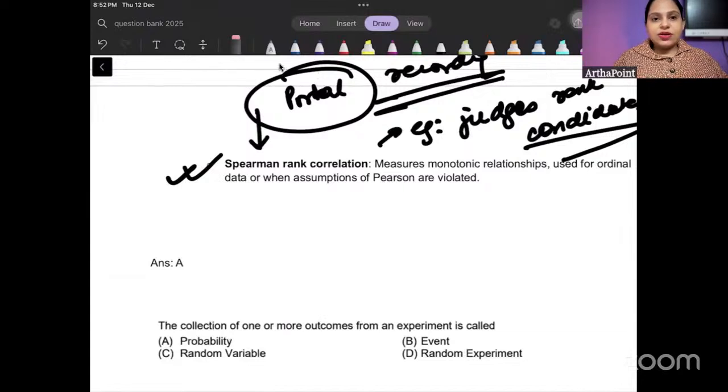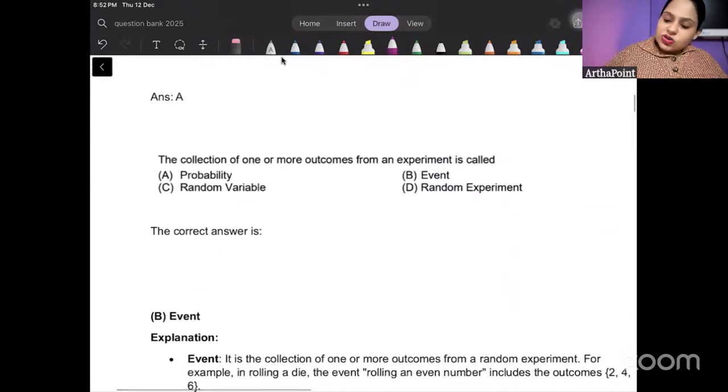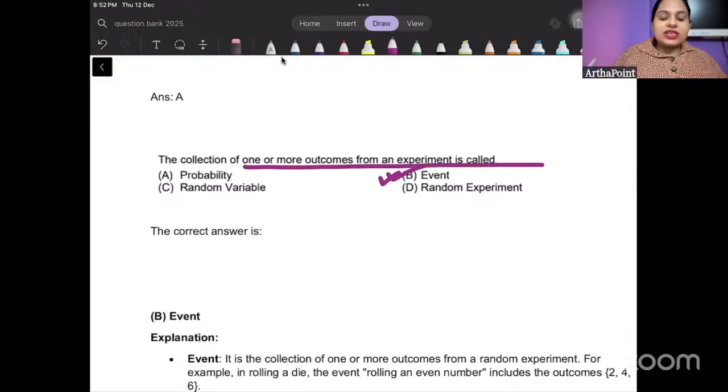Everyone is saying B, okay. ठीक है, B, ठीक है. Okay. So yes, all of you are correct. It is called B, beta. Collection of one or more outcome from an experiment, उसको हम event ही बोलते हैं.